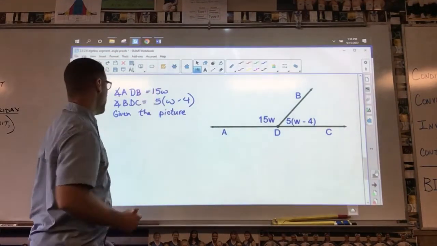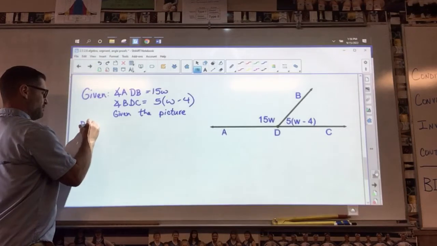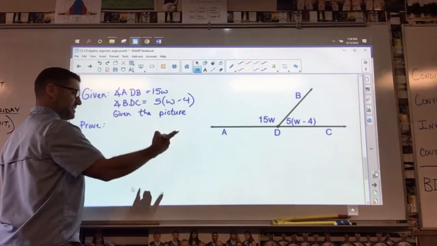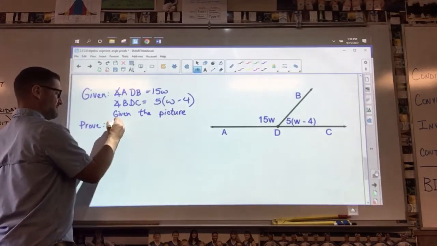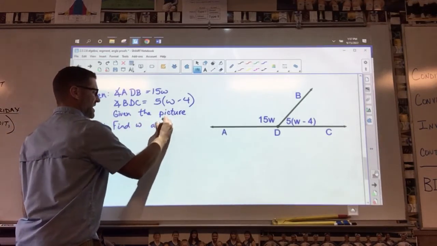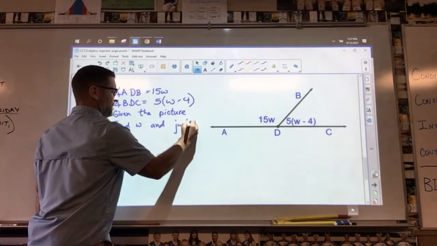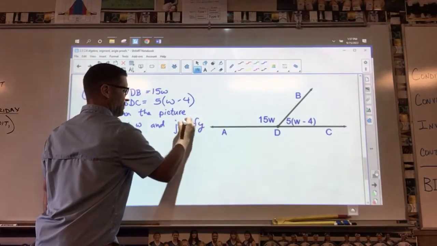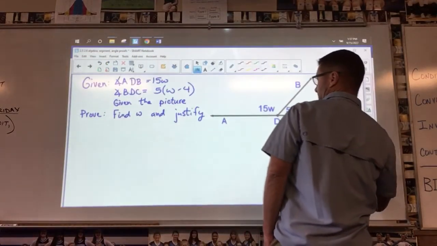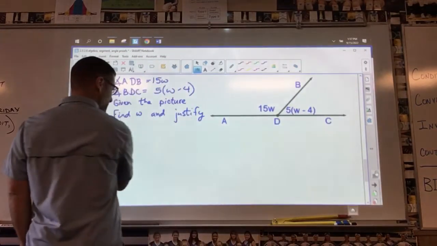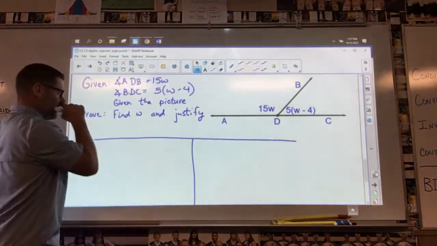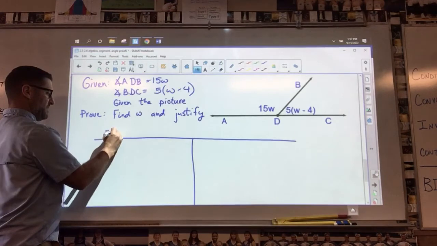I would have started with that. And again, what I'm trying to prove is I'm trying to prove that I can find W and justify the steps. Find W and justify your reasoning. All right, so got my T. Got a rather big T. All right, so statements here.